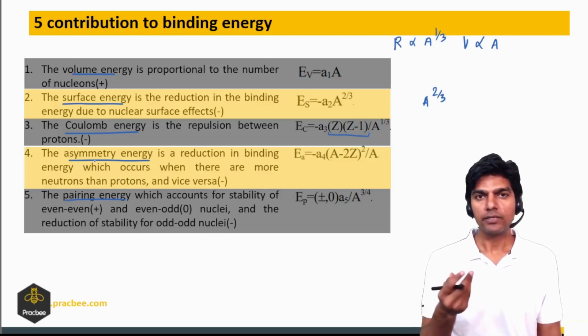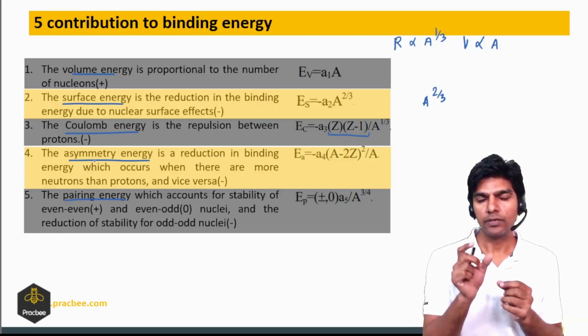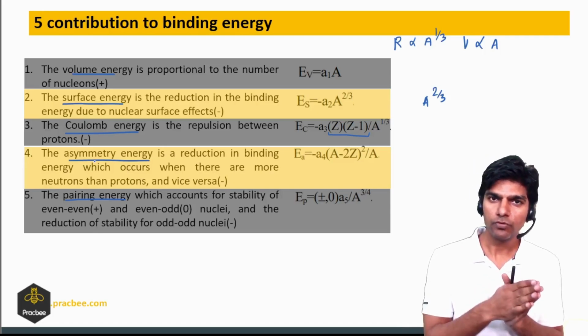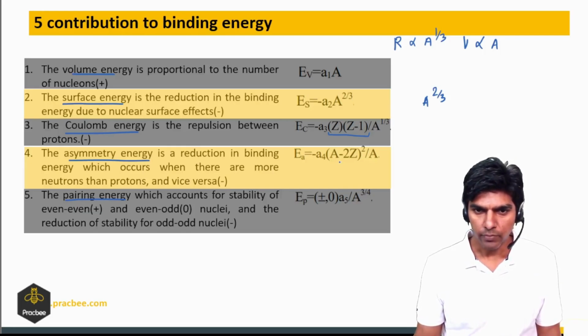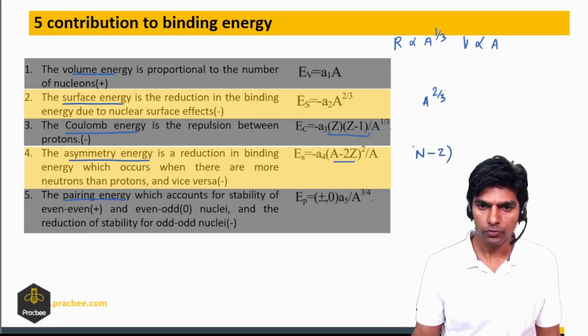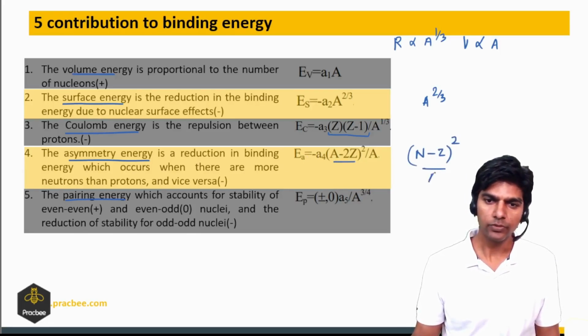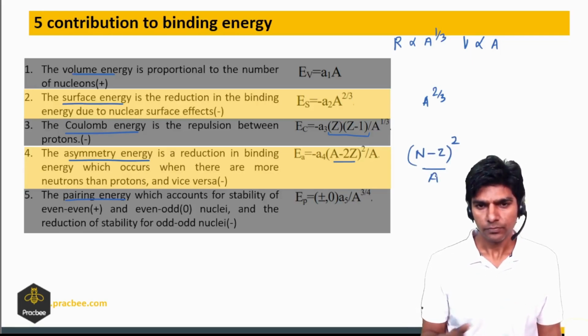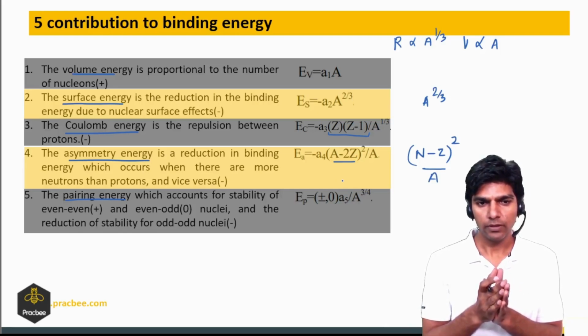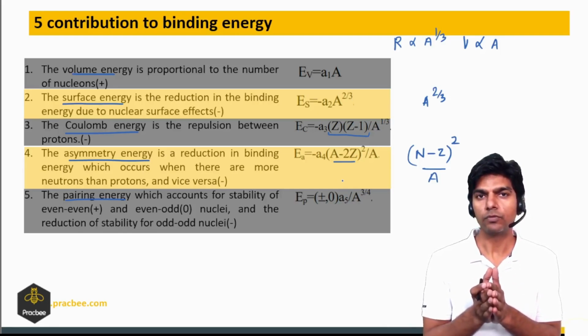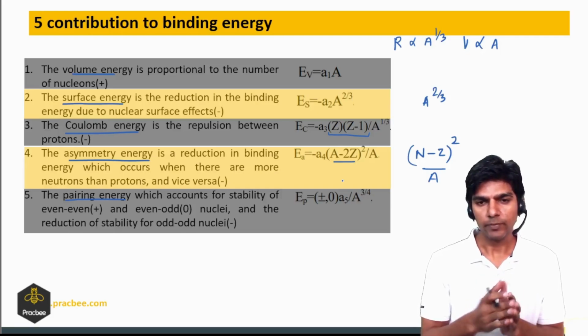Similarly, asymmetry depends upon the difference in the number of neutrons and the number of protons in the nucleus. So this (N minus Z) is nothing but the number of neutrons minus the number of protons, squared, and it will be inversely proportional to the mass number. Again, it will try to decrease the binding energy, right?